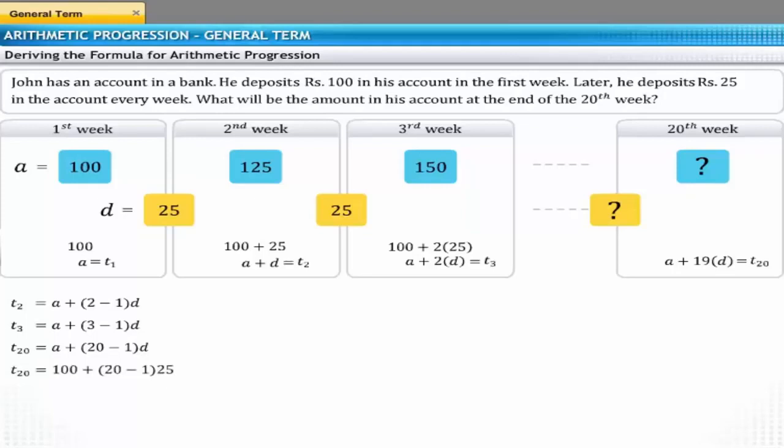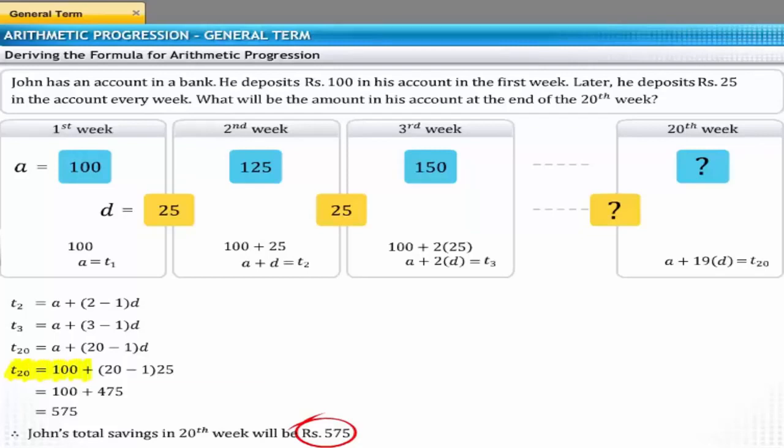Therefore, T20 equals 100 plus (20 minus 1) multiplied by 25. On solving, you get T20 as 575. In other words, you come to know that John's total savings in the 20th week will be 575 rupees.